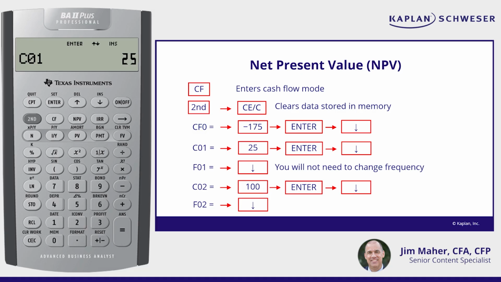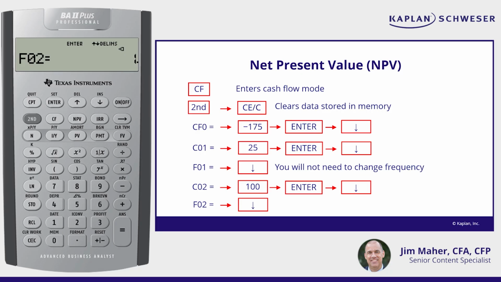That was 25. Go ahead and enter that. And our frequency here is going to be one payment of $25. So you really don't need to worry about that in this example. So we're going to go down to our cash flow two, 100. We're going to enter that. And we're going to scroll down.